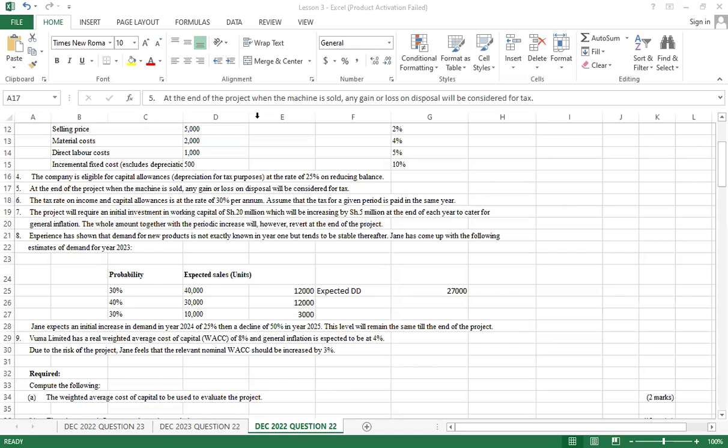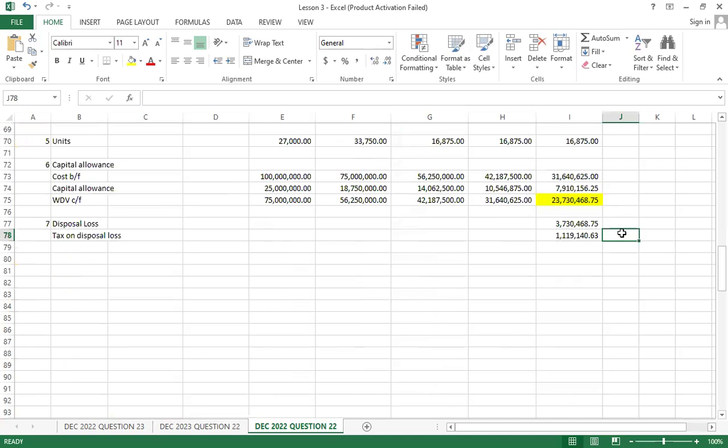So on paper, the question says that we consider the loss for taxation. And what happens is simple. The tax on profits, we do pay to KRA. What should then happen on a tax on loss? You know, a loss is the opposite of profits. If tax on profit we pay to KRA, then tax on a loss, we recover that from KRA.